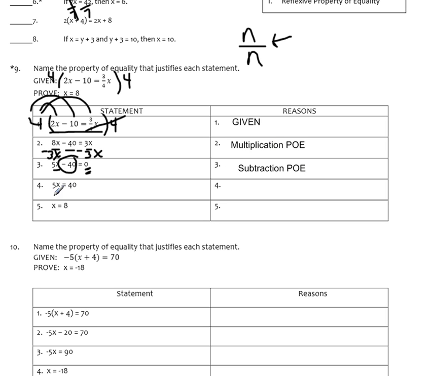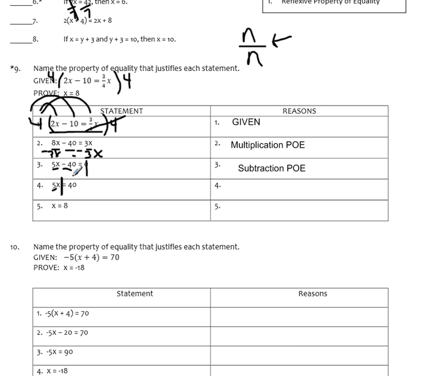Okay, number 4. Let me erase some of this so it looks a little bit better. How does 5x minus 40 change to step 4? Well, the 5x is still there. The negative 40 is gone. And the 0 is now a positive 40.